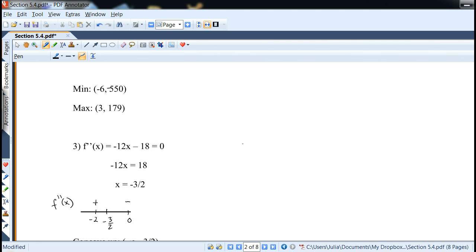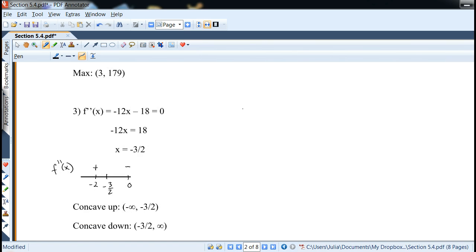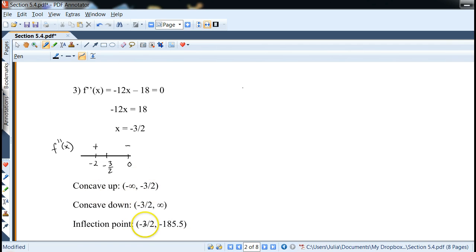Notice how the sign is switching. So we have concavity intervals, but we also have an inflection point. It's concave up from negative infinity up to negative 3 halves. It's concave down from negative 3 halves to infinity. Inflection point, I just use decimals to make it easier. So it's negative 3 halves and negative 185.5.